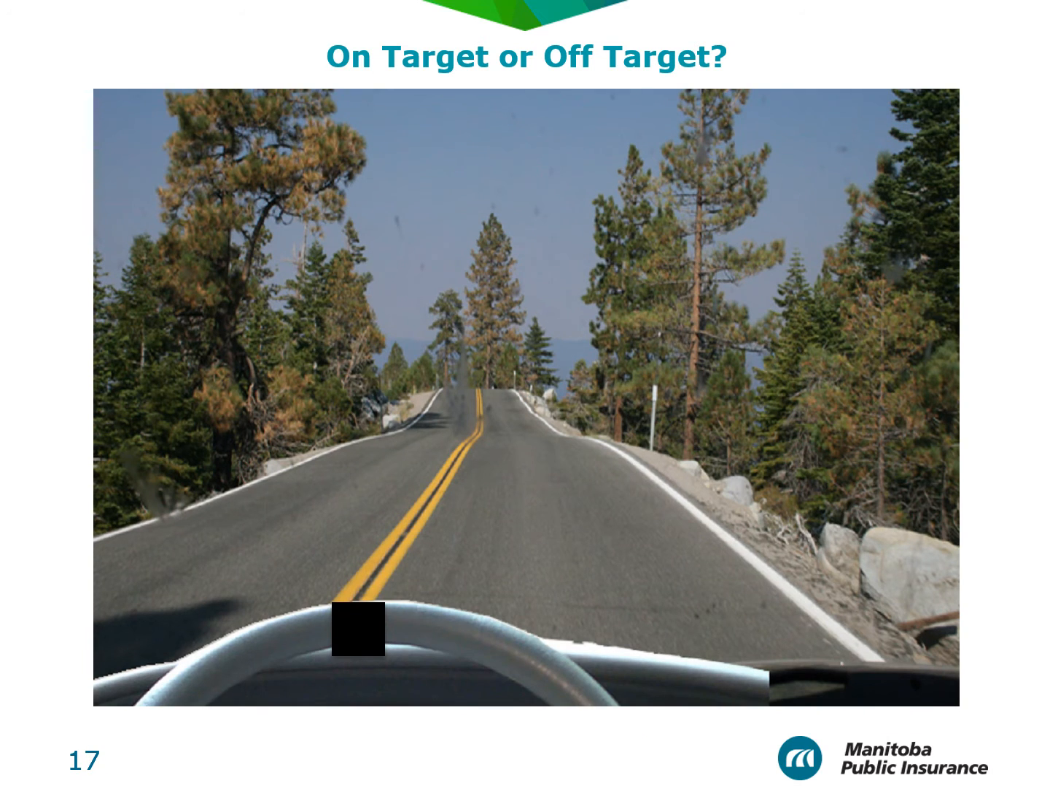Is this vehicle on target or off target? The correct answer is it is off target because the steering wheel is not in line with the target at the end of the road. If the vehicle continued on this path, it would cross the road and hit the pine tree on the other side.